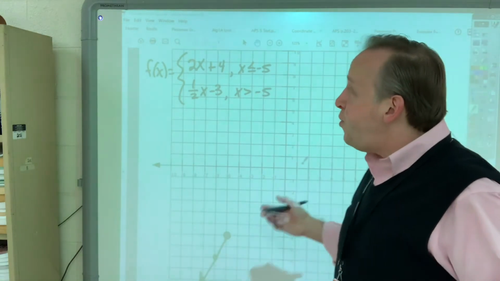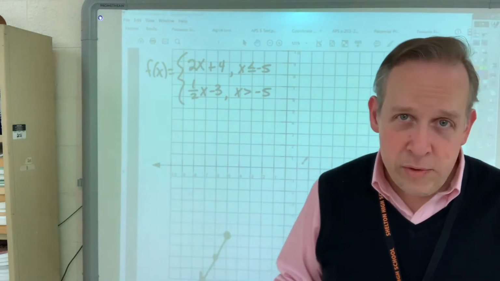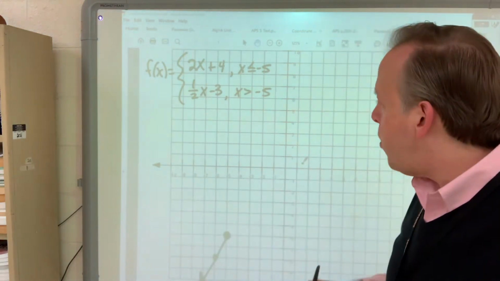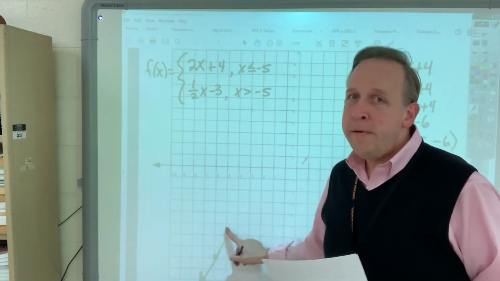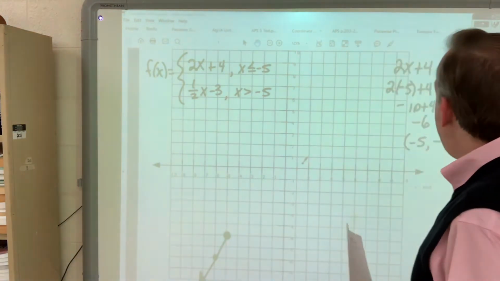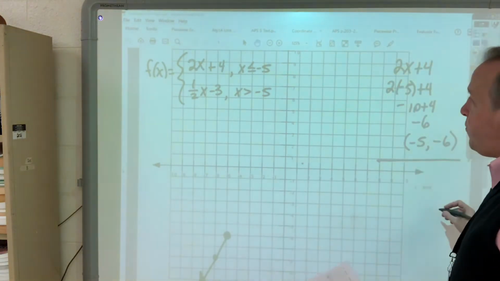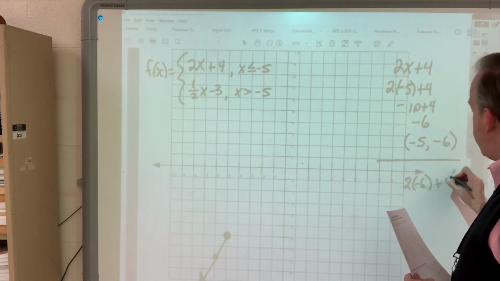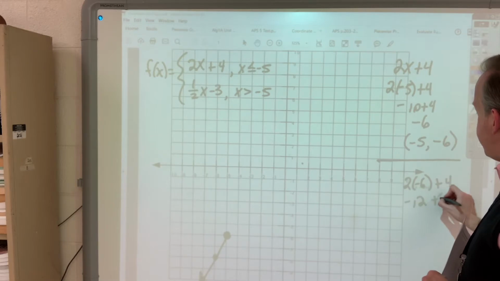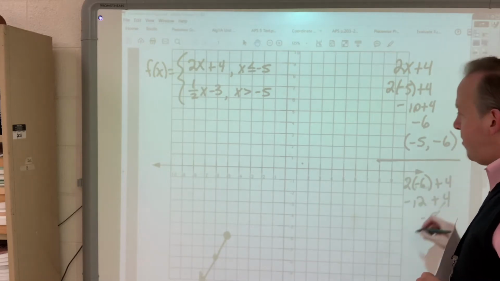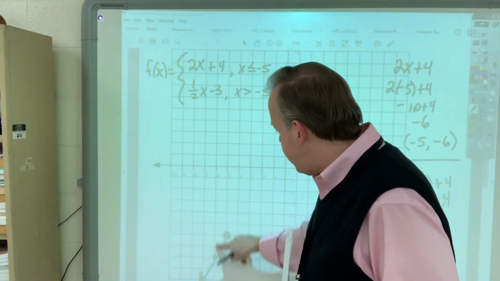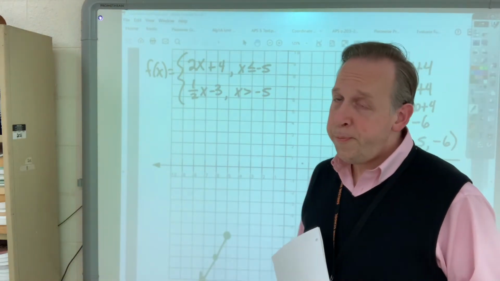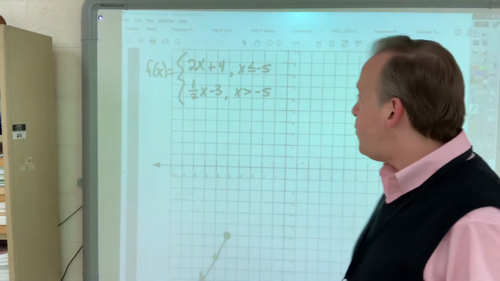If you wanted to choose a coordinate instead of using the slope, just choose a number that's less than negative 5. Don't go too far though, because as you can see, it's going down pretty fast. You want to use negative 6? Plug in negative 6. 2 times negative 6 plus 4. Negative 12 plus 4. Negative 8. So negative 6, negative 8, exactly where we were by using the slope. That takes care of the first portion.